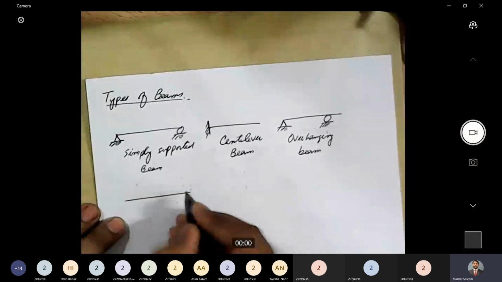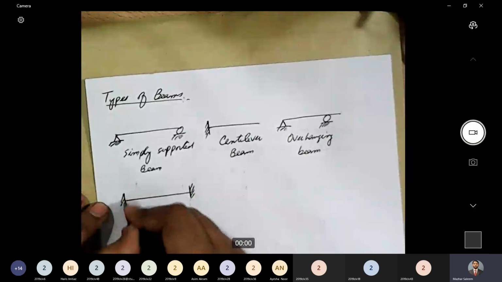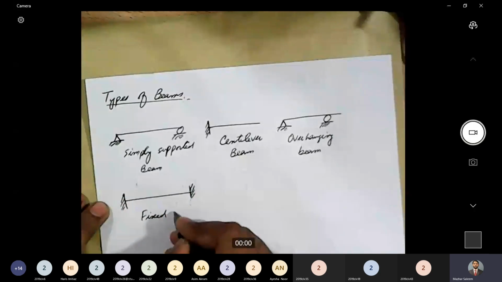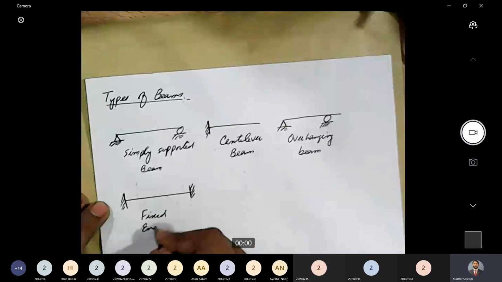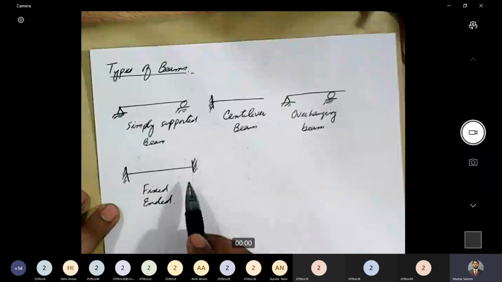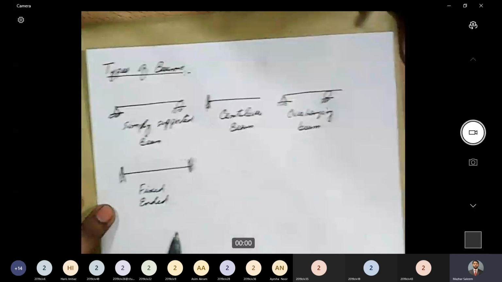Next type is the fixed ended beam. In the case of a fixed ended beam, we have fixed support at both the ends.